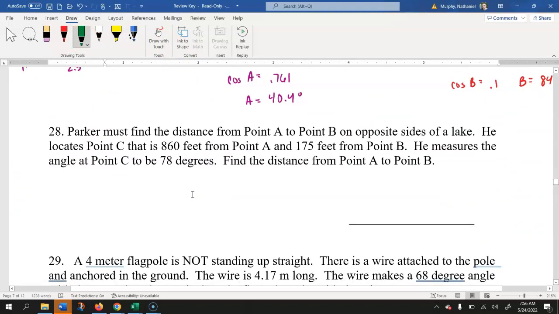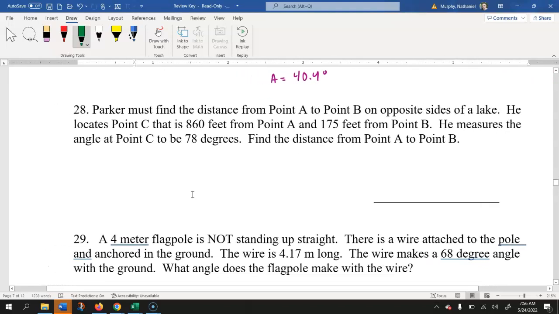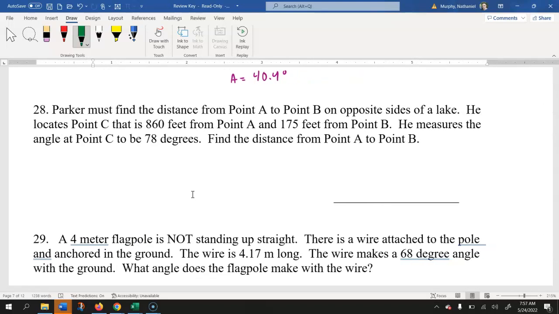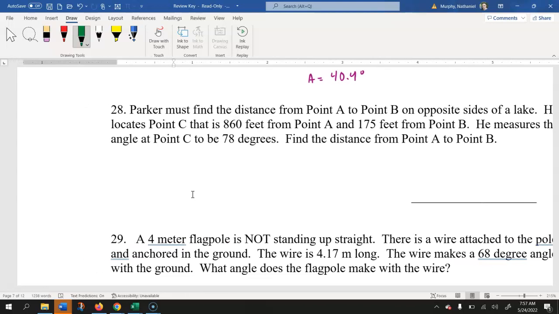All right, let's look at 28. It says Parker must find the distance from point A to point B on opposite sides of a lake. He locates point C that is 860 feet from point A and 175 feet from point B. He measures the angle at point C to be 78 degrees. Find the distance from point A to point B.